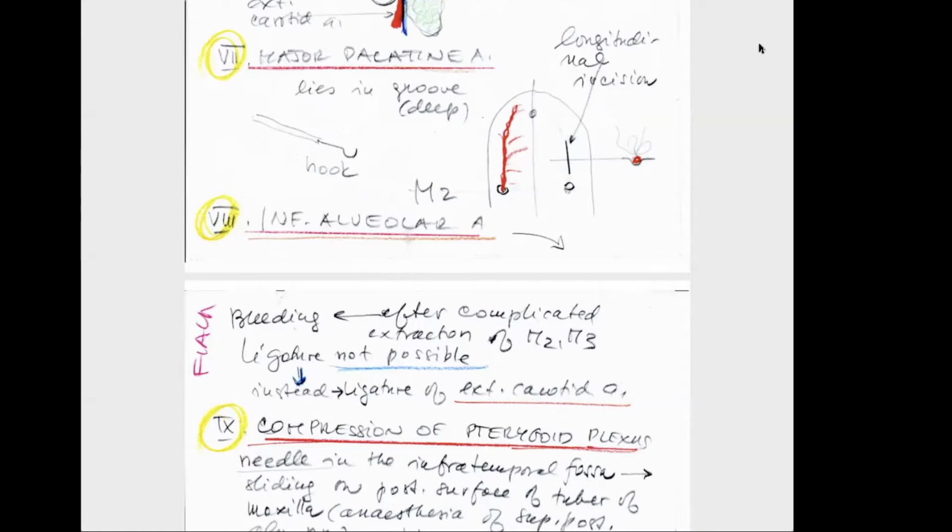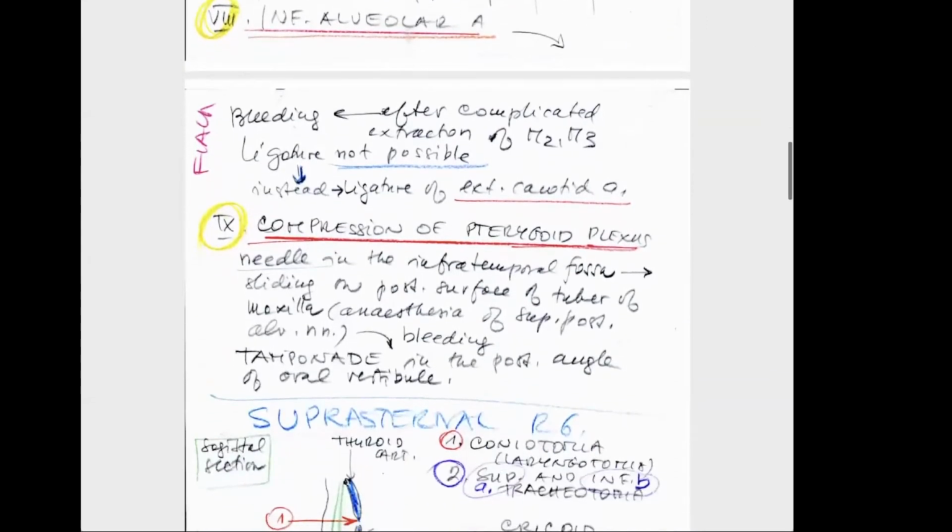The next artery is the inferior alveolar. We know that the inferior alveolar artery passes on the medial side of the mandible. The artery could be damaged, leading to bleeding after complicated extraction of the posterior molars. Ligature is not possible, we know, because it lies in the canal. So they usually make a ligature of the external carotid artery, which is logical in all these cases. The same is true with the maxillary.